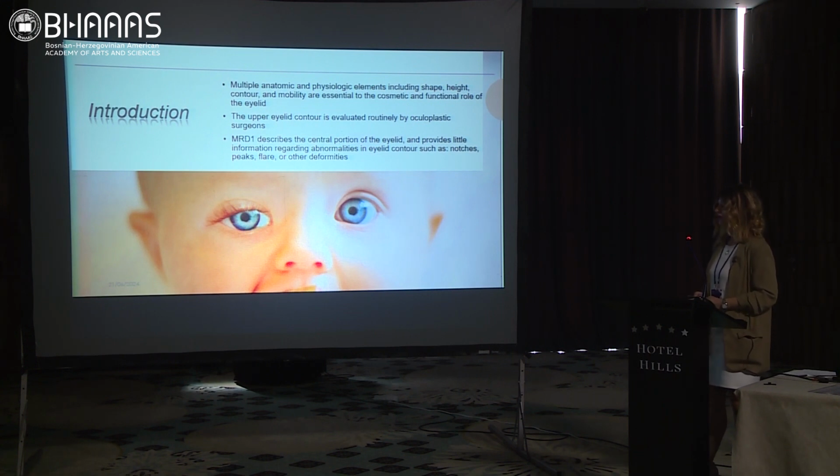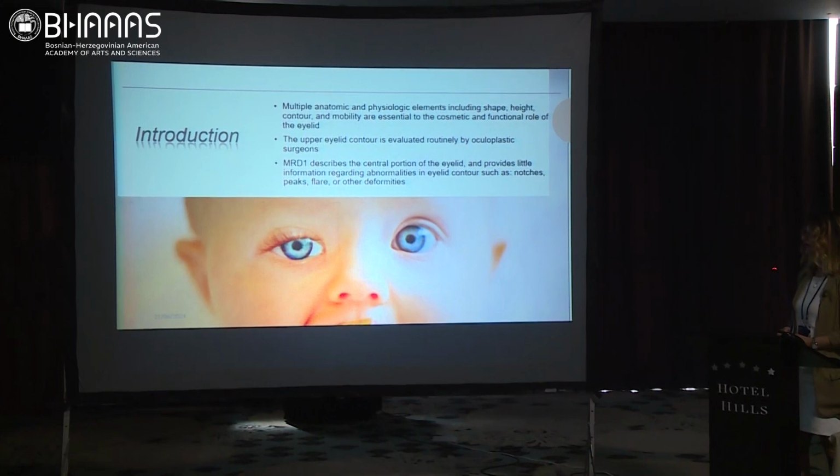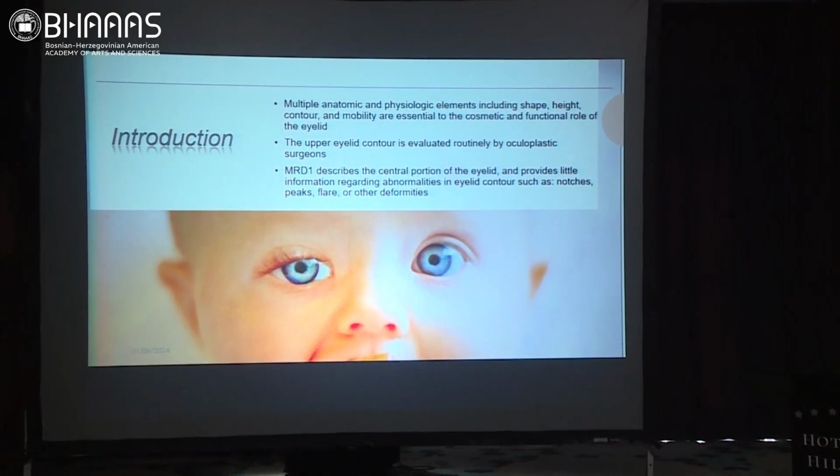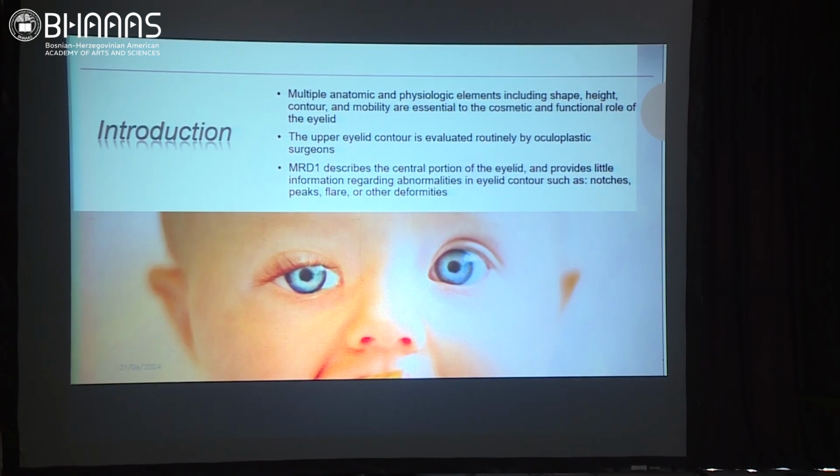Historically and traditionally, when we are measuring and evaluating pre-op measurements before surgery, we usually take MRD1, which is the margin reflex distance. This is our main pre-op value that we use to evaluate how high we want to place the eyelid. However, other than MRD1, there are other points that we need to take into consideration. These are the anatomic and physiologic elements, including the shape, height, contour, and mobility, that are essential for the cosmetics and functionality of the eyelid.